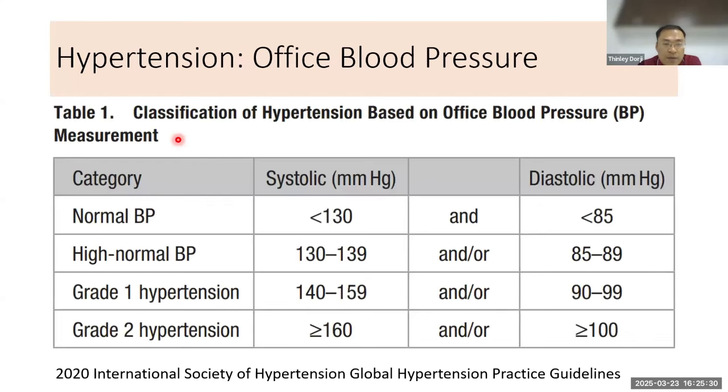For the classification of hypertension, this is what the International Society of Hypertension says, and normal blood pressure is less than 130 by, here it gives us 85, but in our protocol, we have adopted another cutoff. This basically says as the pressure goes up, you go to a higher grade of hypertension, and this is directly linked to how fast you develop the complications associated with hypertension.